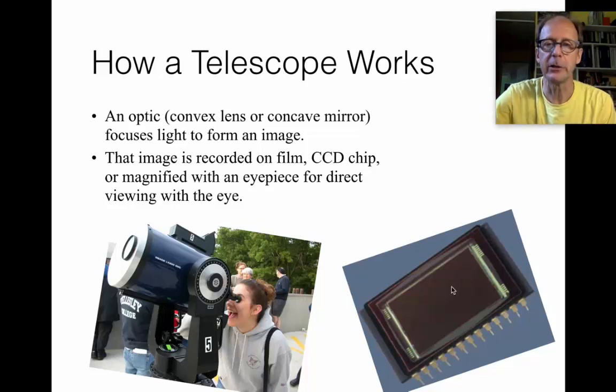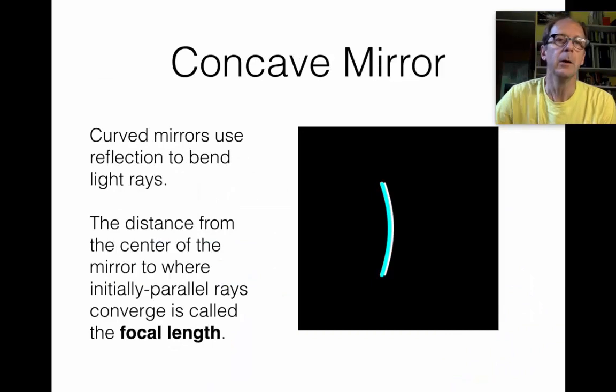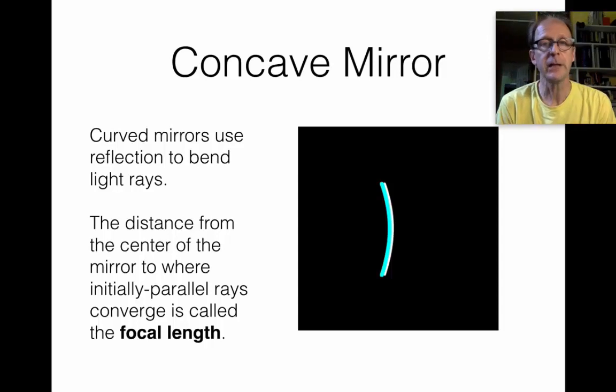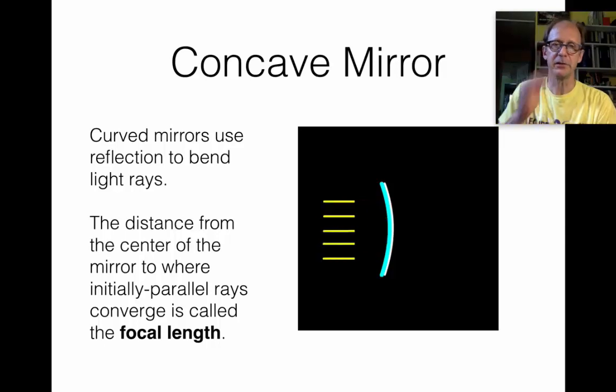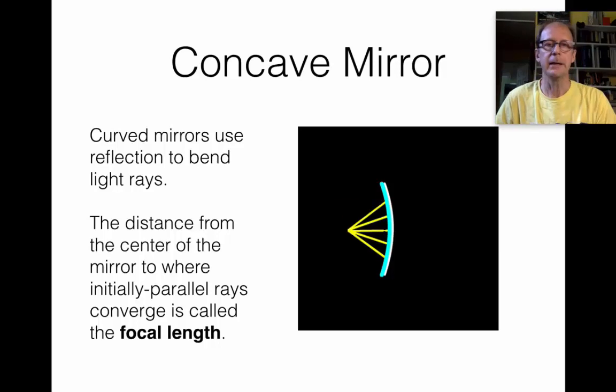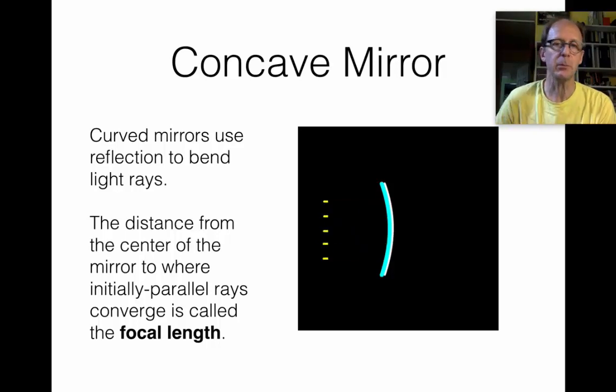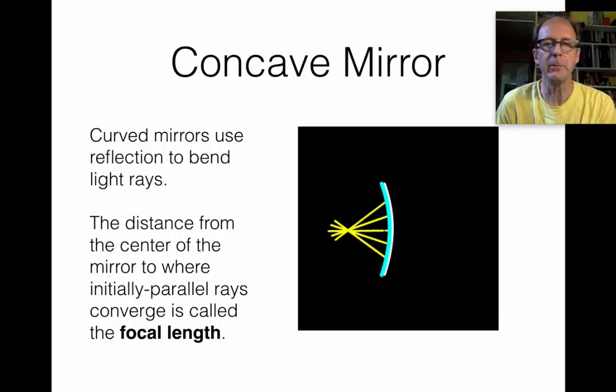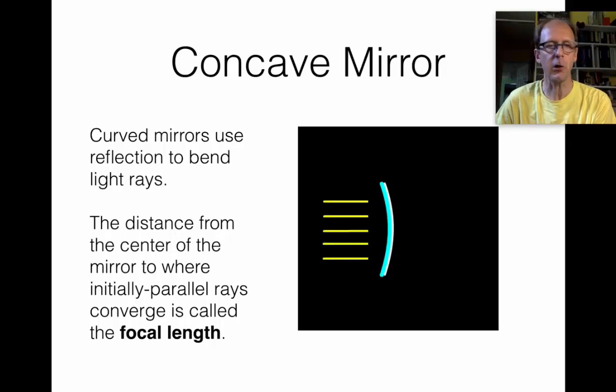The picture down here in the lower right is a CCD chip that is the heart of most astronomical research cameras. So we have a choice, either a concave mirror or a convex lens. Telescopes that use concave mirrors are called reflectors, and they take light from a distant source, those parallel light rays, and make them converge because the mirror is curved. Each ray is following the law of reflection, but because the mirror itself is curved, it makes the rays converge. The distance from the center of the mirror to where the initially parallel rays cross is called the focal length.